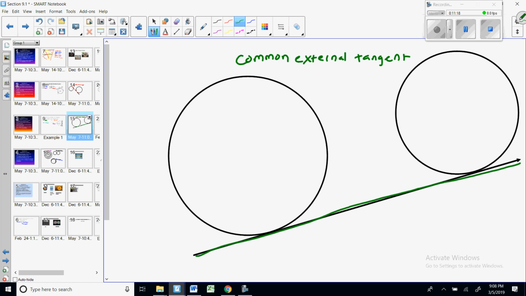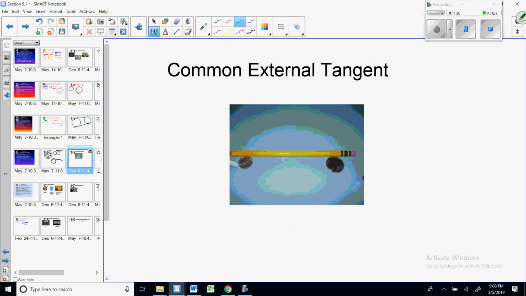Now, you've seen common external tangents before. Most of you at some point in time have taken a pencil and put it up against two round objects, like the two coins in this picture. And this is an example of a common external tangent.